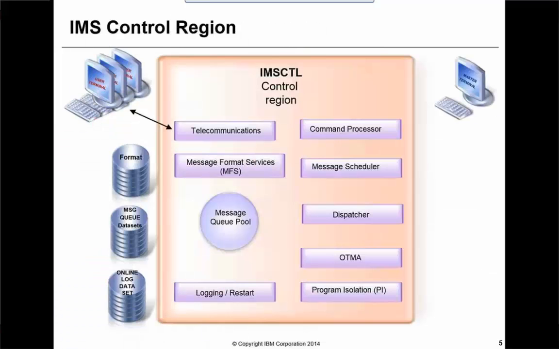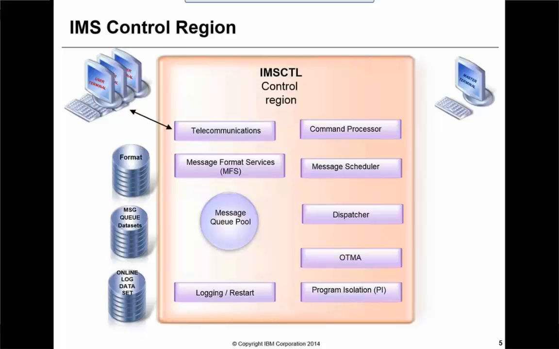So let's talk about the IMS Control Region. When operations first starts up IMS, the first address space or region that comes up is known as the IMS Control Region. This is what I call the headquarters of IMS. This is where most of the system processing of IMS goes on. And I mentioned this before, and I'll say it again, no application programs execute in the IMS Control Region. So this is sort of the headquarters of IMS, if you will. And here are some of the things that the IMS Control Region does.